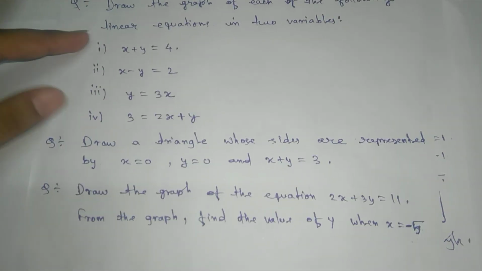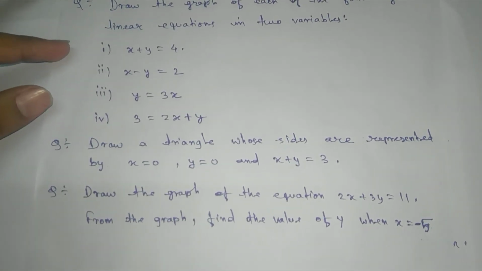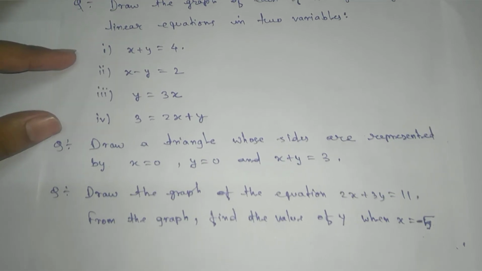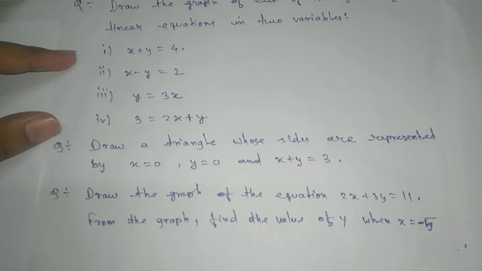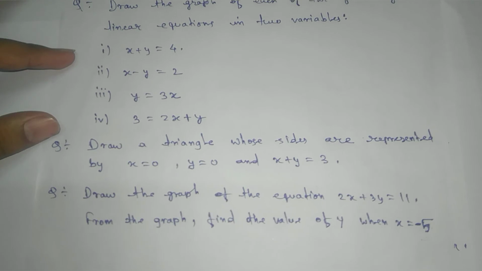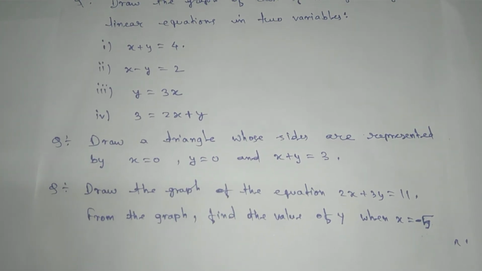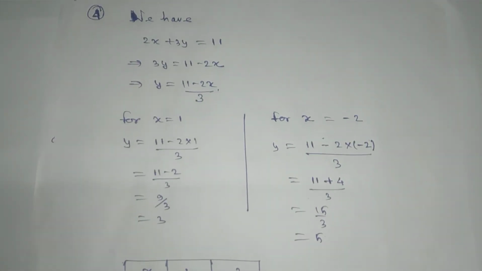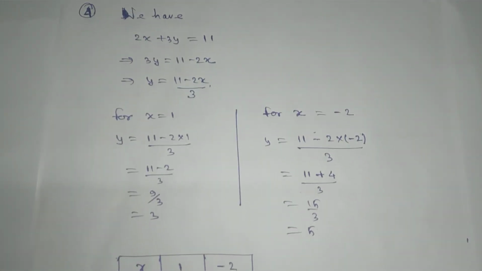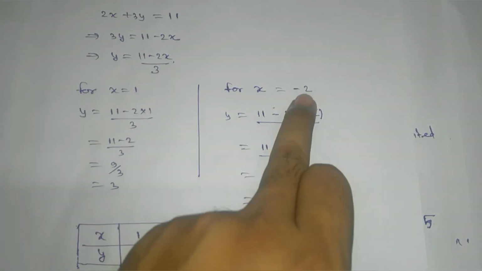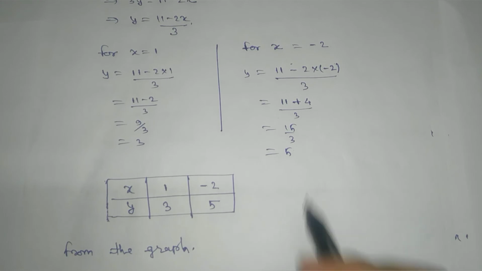You can see here, draw the graph of the equation 2x plus 3y equals 11, and from there find the value of y when x equals minus 5. So first we'll draw the graph. First we'll take the solutions. Take integral values. I have taken x equals 1, getting y as 3, and when I take x equals minus 2, I'm getting y as 5. We can take any other solution also. If it is an integer, it will be good for you.